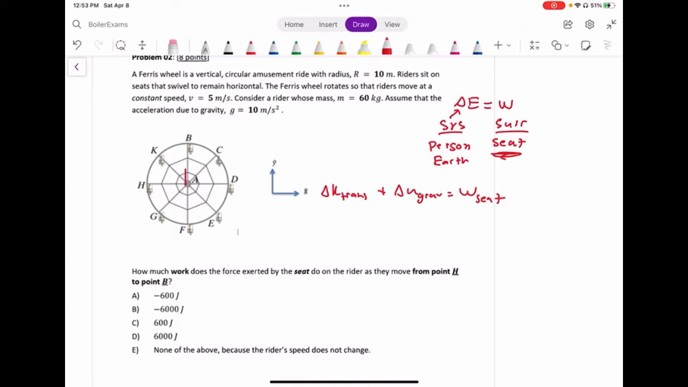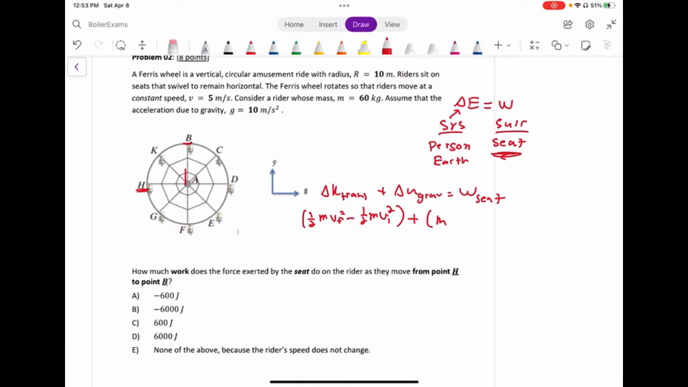And if we compare here, we know that delta is final minus initial. So this would be 1/2 m v_f squared minus 1/2 m v_i squared, plus, okay. And then for our gravity here, we're going to be comparing point H to point B.